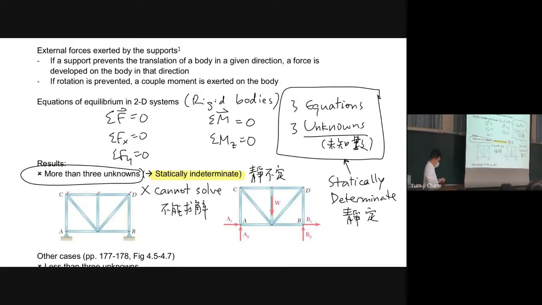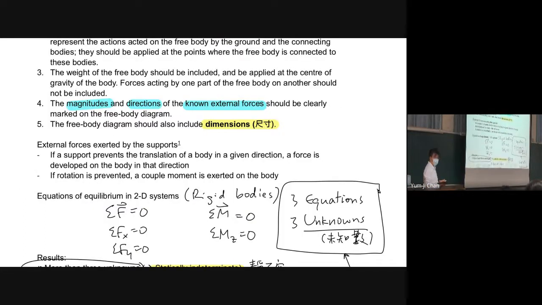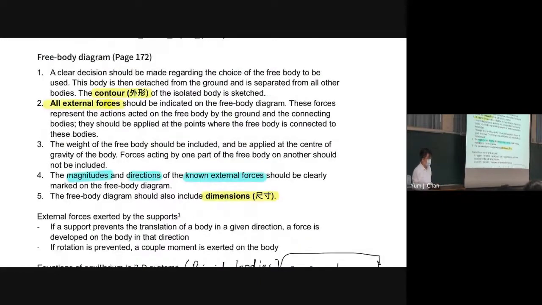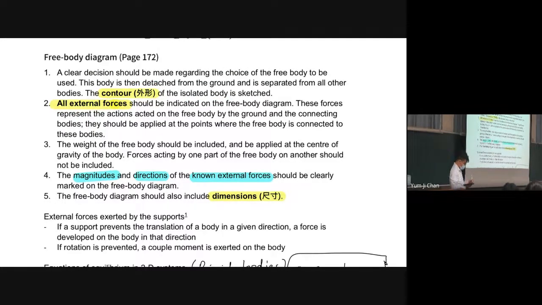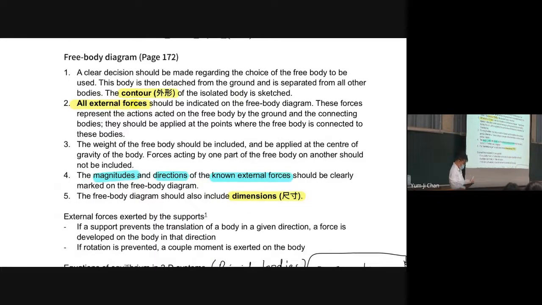Now we go to free body diagrams. I mentioned 3 key points in drawing free body diagrams. The first one is contour. Contour is the shape of the free body, and the second thing is all external forces. All external forces should be marked on the free body diagram. And the third thing is dimensions.